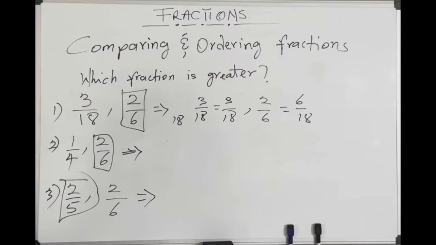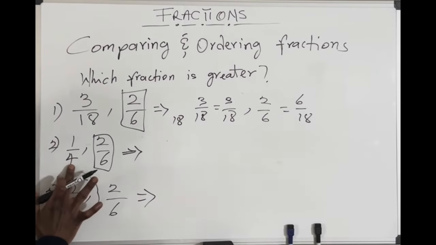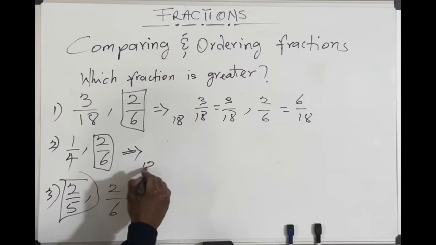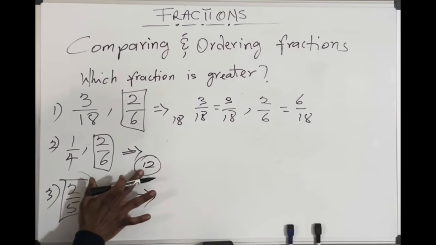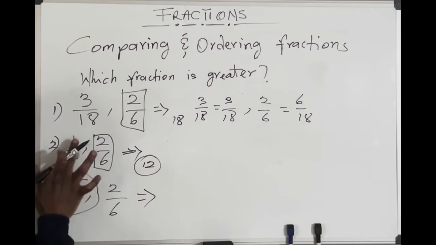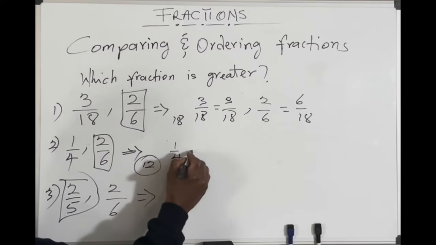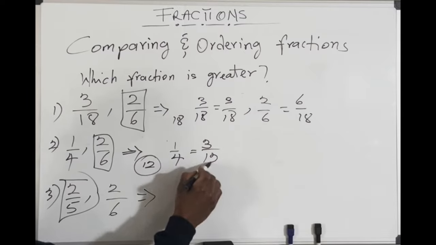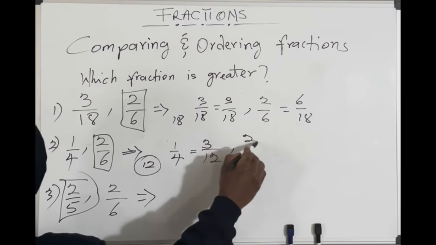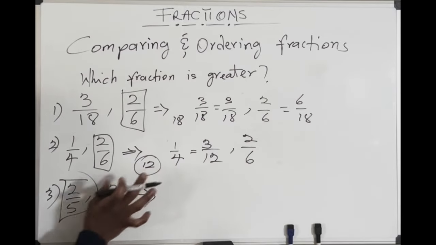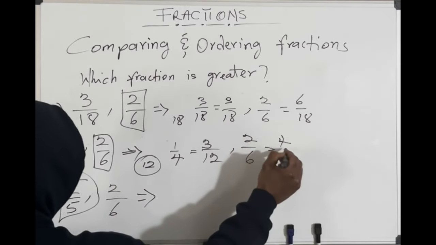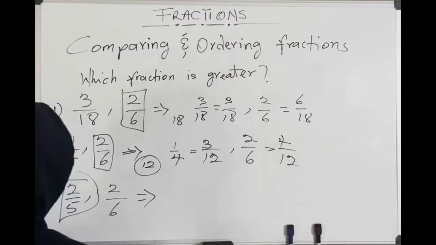The least common multiple for 4 and then 6 will be what? 12, right? Okay, so 12. 4 goes into 12, 3 times, 3 times 1 over 4. So we multiply the 3 by the 1. 3 over what? The 12. Then 2 over 6. Then 6 goes into 12 how many times? 2. So 2 times 2 is what? 4. So 4 over 12.